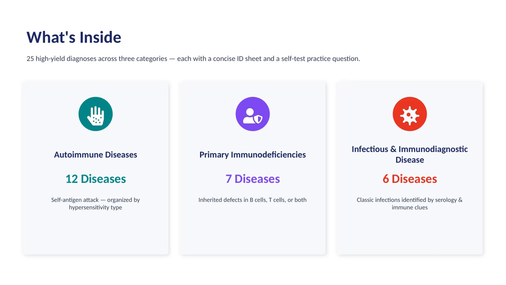This presentation covers 25 key diagnoses divided into 3 important categories. First, there are 12 autoimmune diseases where the body attacks itself, organized by the type of hypersensitivity reaction involved. Then, we look at 7 primary immunodeficiencies, which are inherited problems affecting B cells, T cells, or both, compromising the immune response. Finally, there are 6 infectious and immunodiagnostic diseases, classic infections, that are recognized through specific serologic tests and immune system clues. Each condition comes with a concise identification sheet and a practice question to help reinforce your understanding.